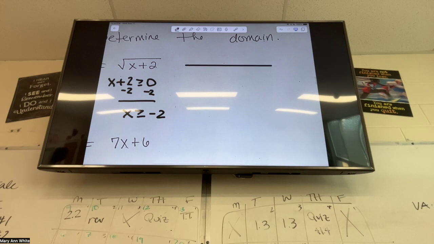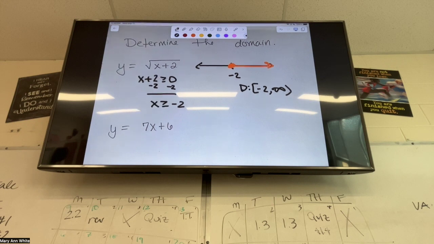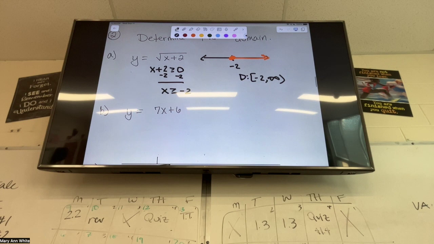Now you may not want or need a number line on ones that are pretty easy like this, but in case you do, I will draw one. And then what's my interval going to be here for my domain? Negative two. Perfect. Bracket negative two, infinity, parentheses. What about on the second one? Do you see any red flags there? Nope. So what's my domain if I don't have any red flags? Good. Negative infinity to positive infinity. Perfect.